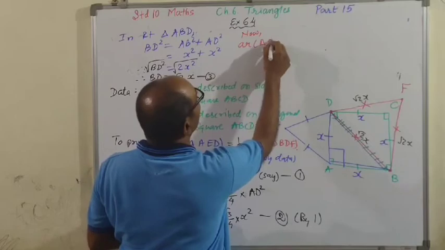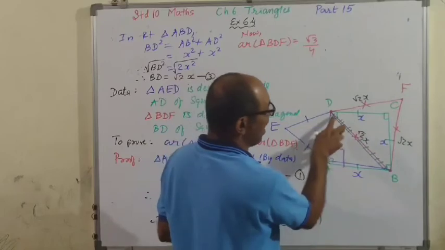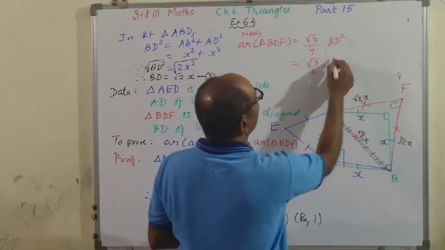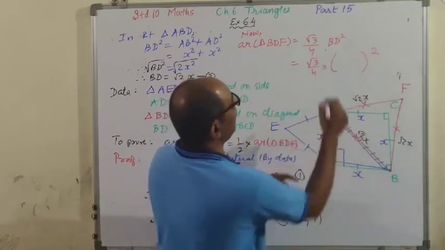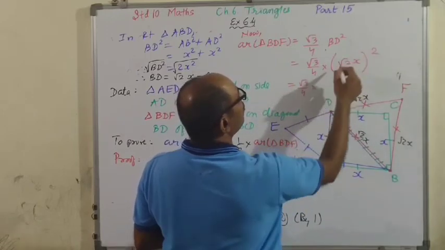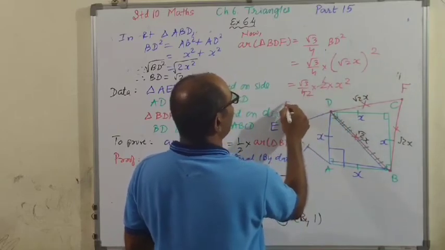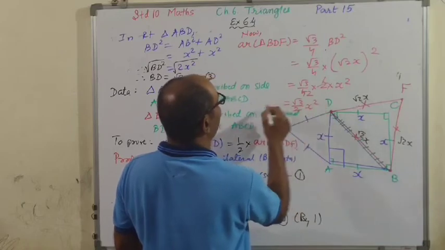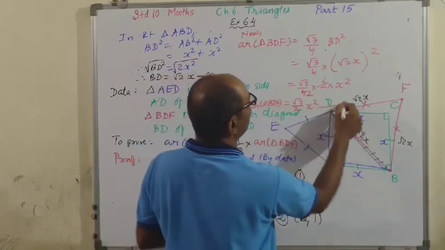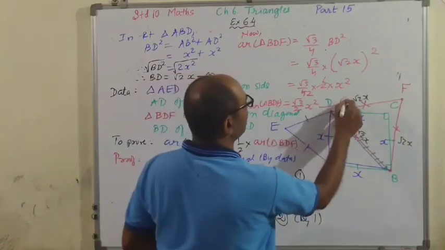Area of red triangle BDF is equal to √3 by 4 into side square. Take the side BD, BD square. That is √3 by 4 into the square of √2x, correct? So that is √3 by 4 into square of √2 is 2 and square of x is x square. 2 ones are 2, 2 twos are 4. So what you got? √3 by 2 x square. This is the area of triangle BDF. Result number 4.